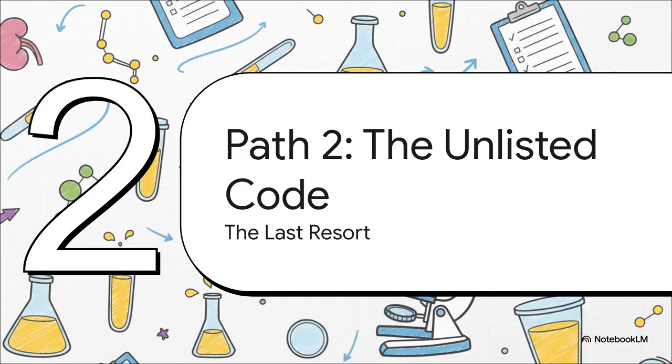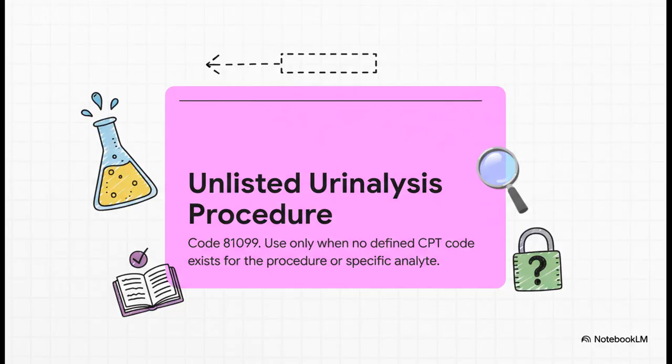All right, so what happens if you've checked the standard urinalysis codes and you've dug through the chemistry section for a specific analyte and you still come up empty? Only then, only after you've exhausted every other option, do you take this second path. This is your absolute last resort. It's the safety net for a genuinely new or really uncommon procedure. This path leads us to one specific code, 81099, the unlisted urinalysis procedure.